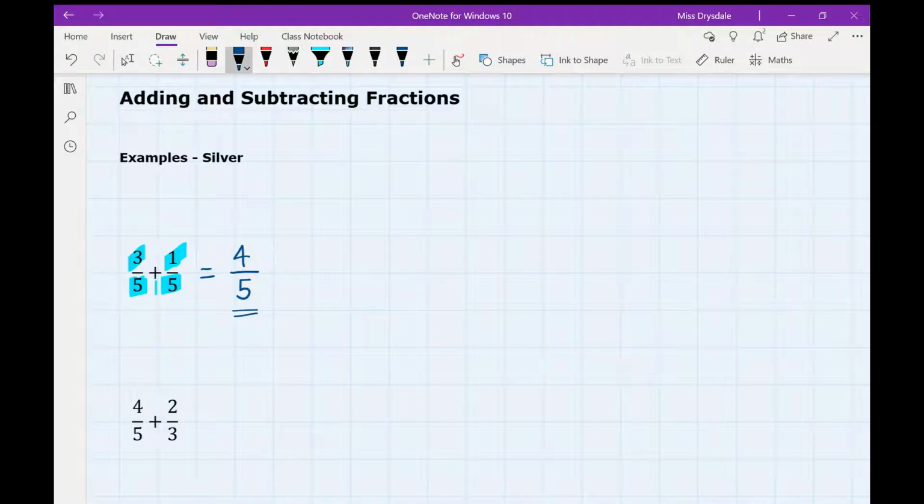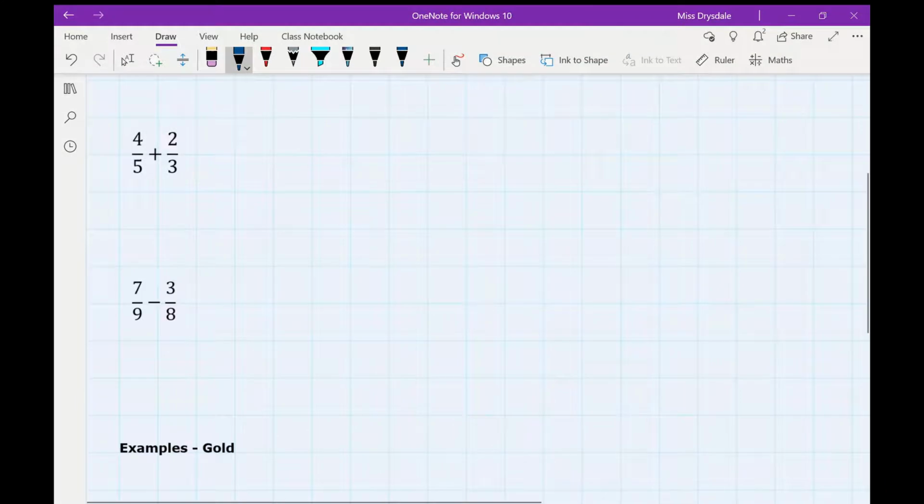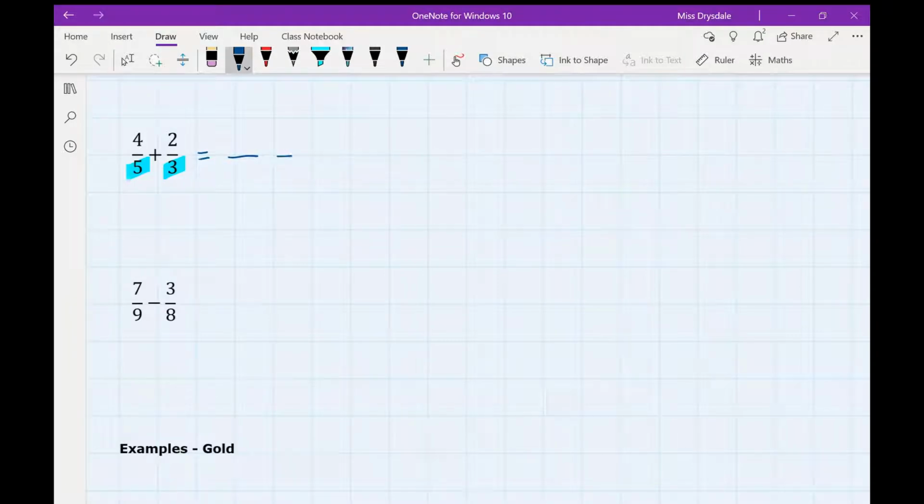Always double check, make sure it's fully simplified, which it is, so we're just going to leave our answer as 4 over 5. If you look at our second example here, we have 5 and 3 as our denominator, so we can't add just now. We need to sort this out and make our denominators the same. So to do that, think about your 5 and your 3 times table, and we're trying to find the lowest common multiple. So the lowest common multiple of 5 and 3 is 15. So we're going to have 15 as our denominator.